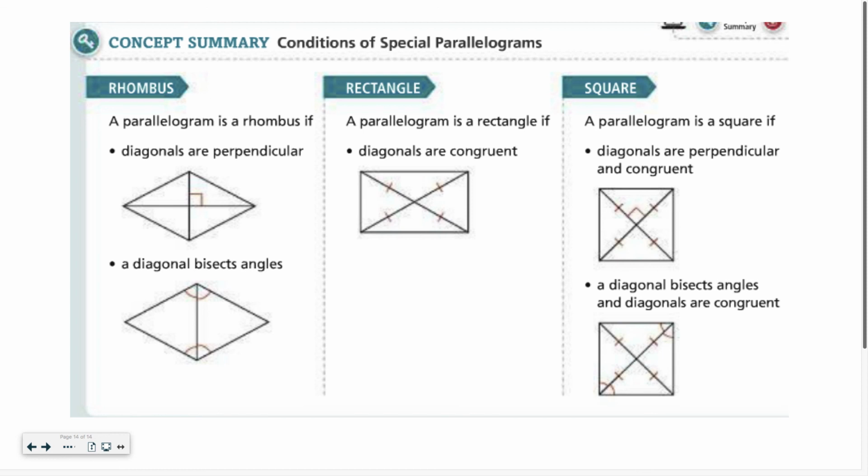All right, and our last slide is just the concept summary of everything from today's lesson, focusing on the diagonals in these special parallelograms.